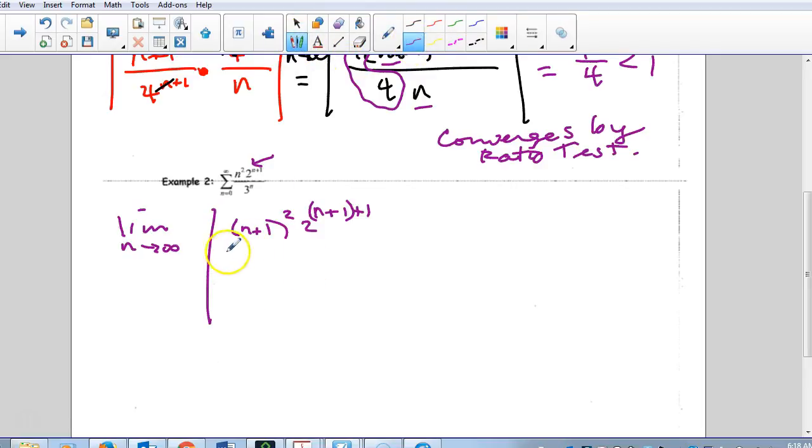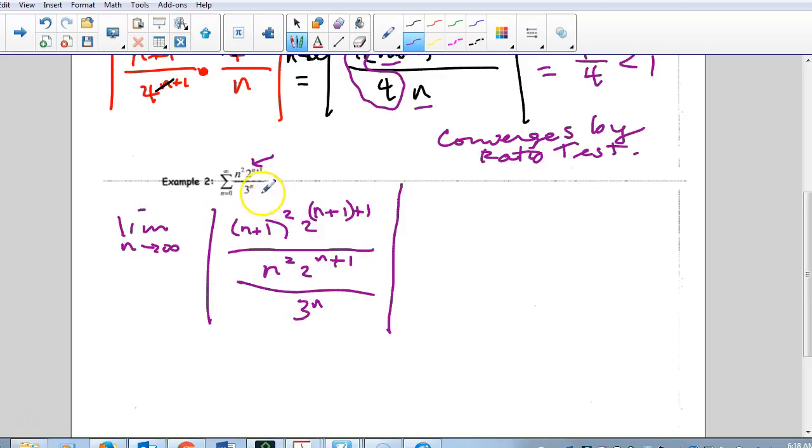Okay, so this is over the original. So n squared, 2 to the n plus 1. I'm losing my mind. I'm losing what's left of my mind. And then I got 3 to the n. Remember, this is a big old complex fraction.